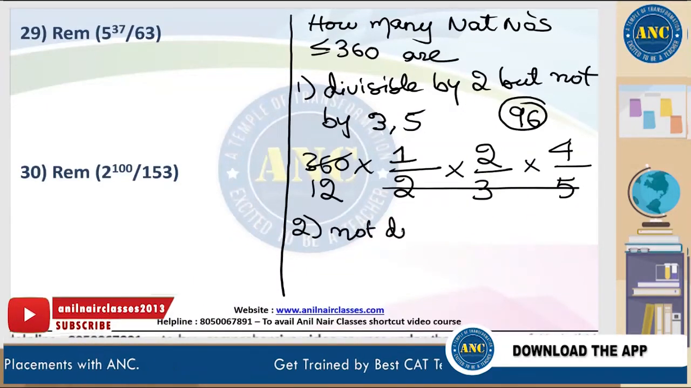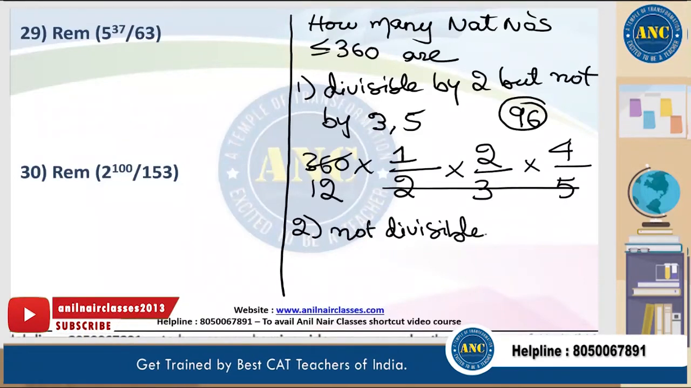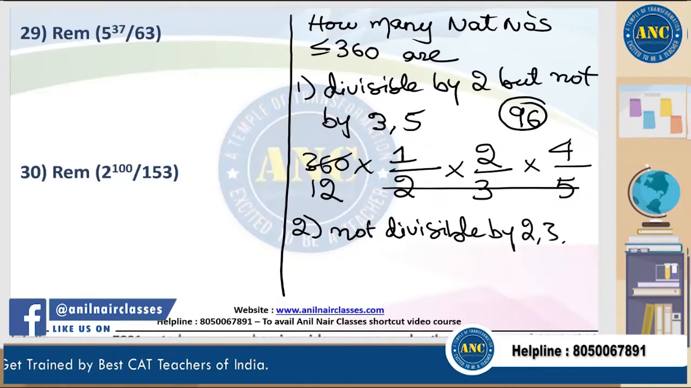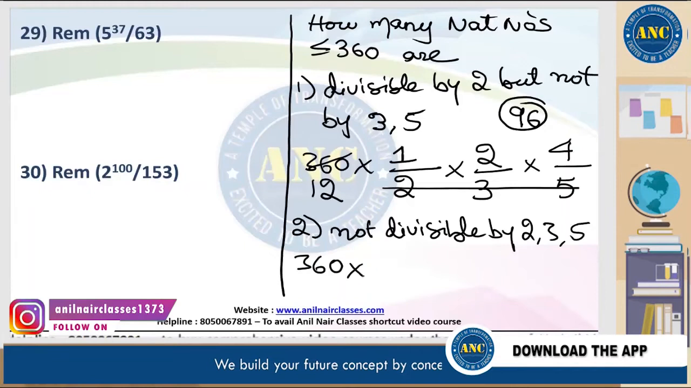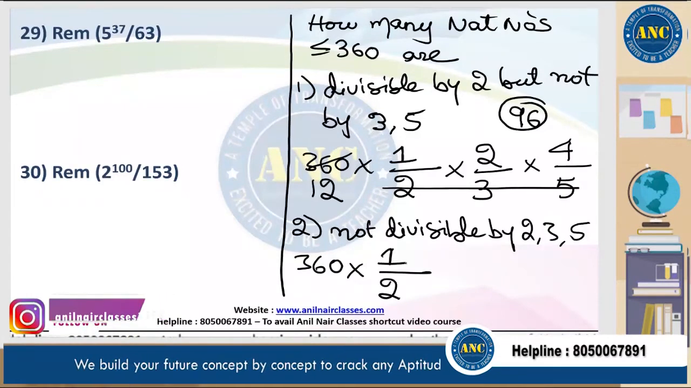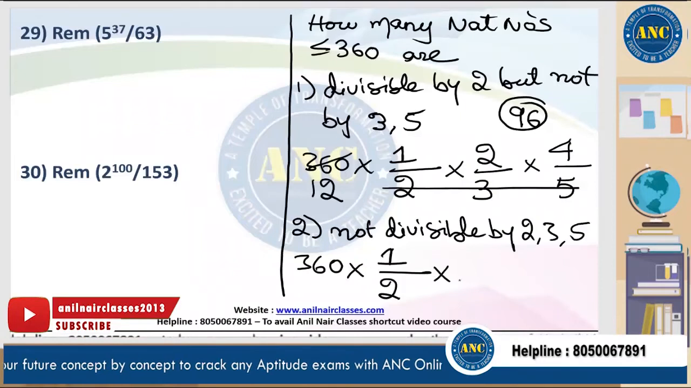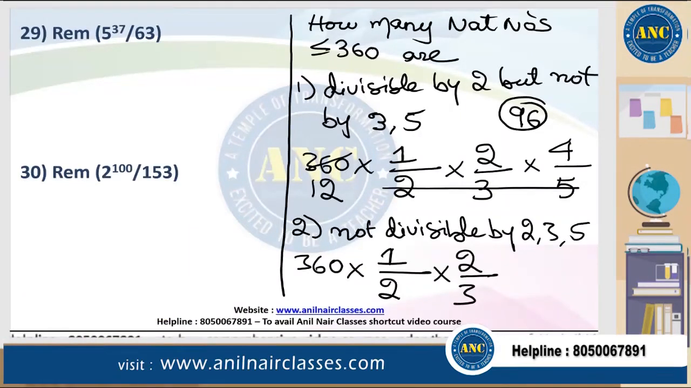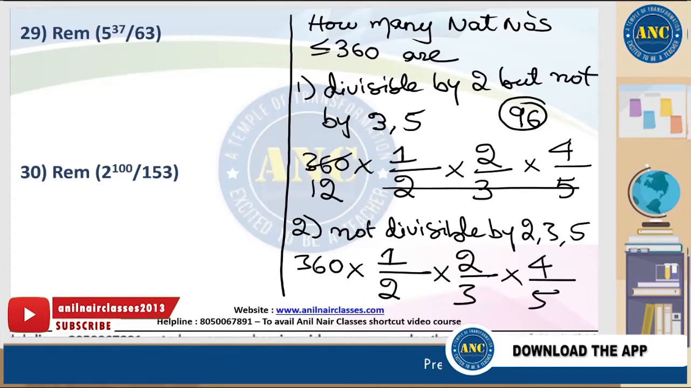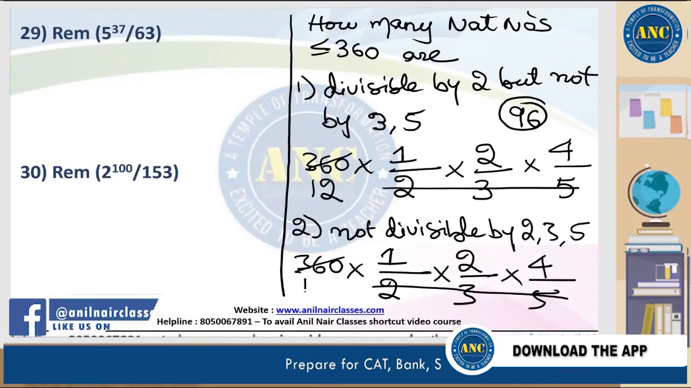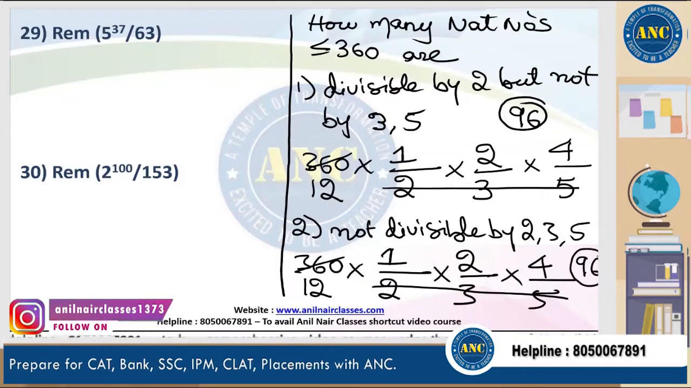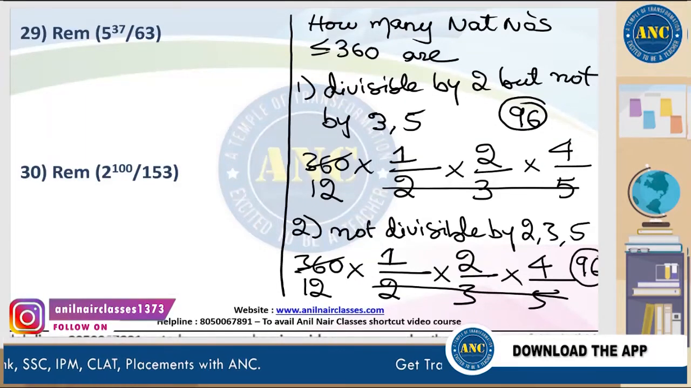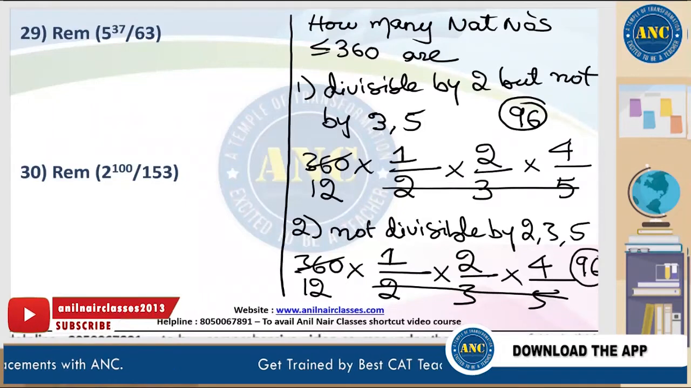Not divisible by 2, 3, 5. Wherever not is there, do 1 minus the numbers which are divisible. Out of 360 numbers, for every two numbers, 1 is divisible. So 1 minus 1 by 2. For every 3 numbers, 1 number is divisible. 1 minus 1 by 3. For every 5 numbers, 1 minus 1 by 5, 4 by 5. 6 5s are 30, 30 12s are 360. 12 8s are 96. Idea clear, right? Divisible by k and not divisible by k. How to solve it? I hope it is clear.